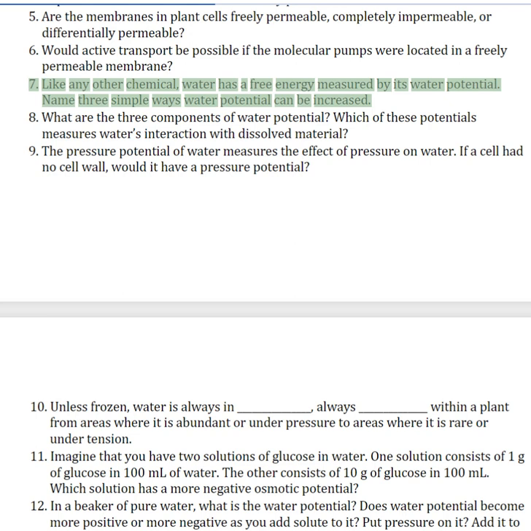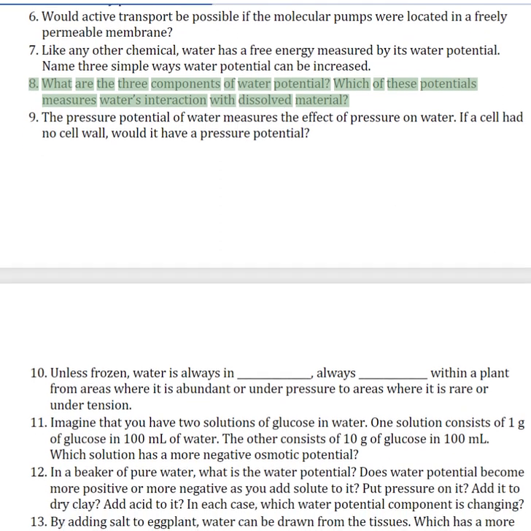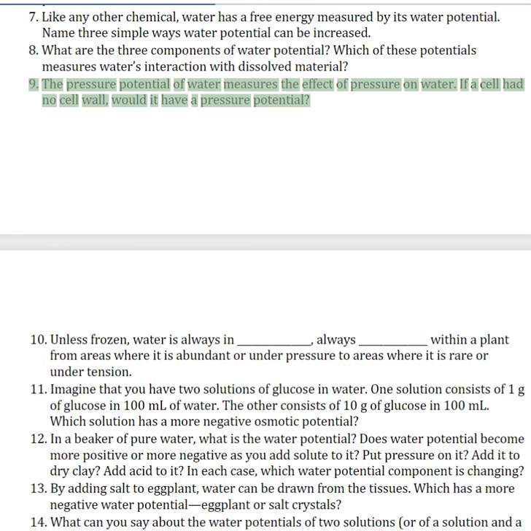7. Like any other chemical, water has a free energy measured by its water potential. Name 3 simple ways water potential can be increased. 8. What are the 3 components of water potential? Which of these potentials measures water's interaction with dissolved material? 9. The pressure potential of water measures the effect of pressure on water. If a cell had no cell wall, would it have a pressure potential?